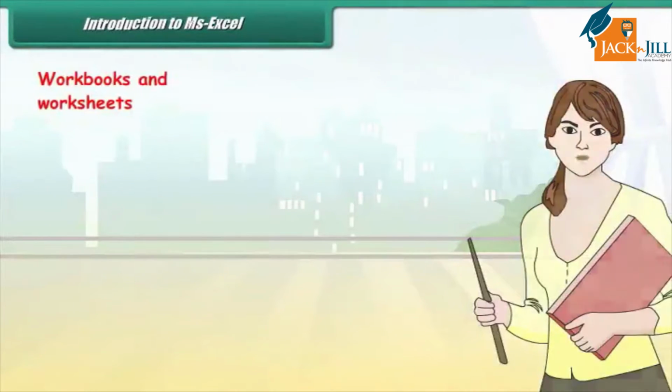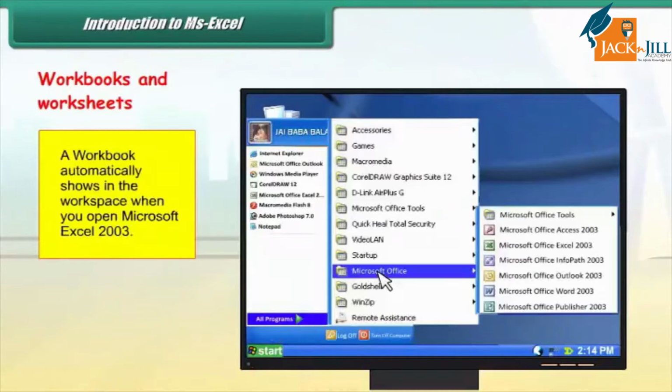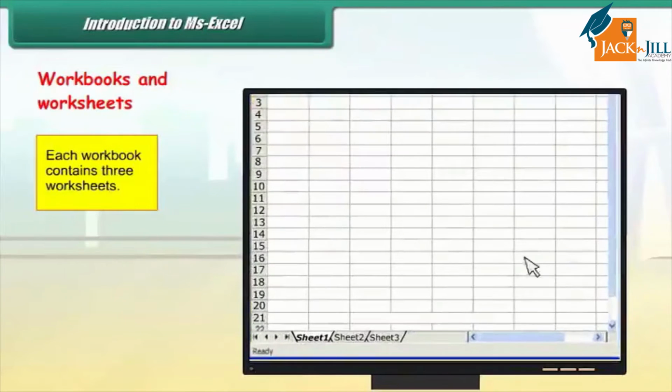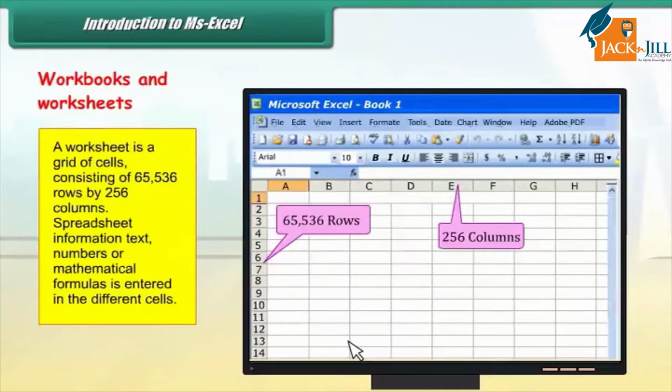Workbooks and worksheets. A workbook automatically shows in the workspace when you open Microsoft Excel 2003. Each workbook contains 3 worksheets. A worksheet is a grid of cells consisting of 65,536 rows by 256 columns. Spreadsheet information, text, numbers or mathematical formulae, are entered in different cells.